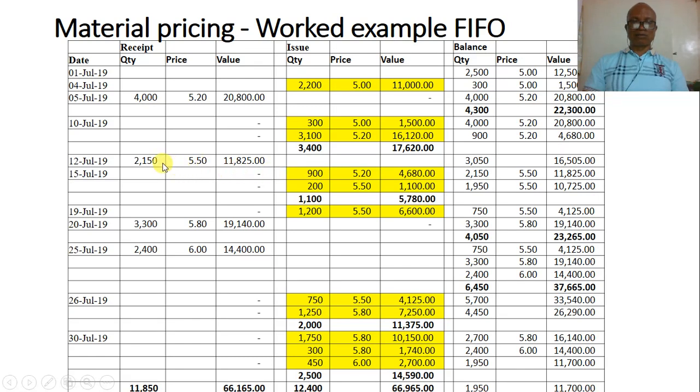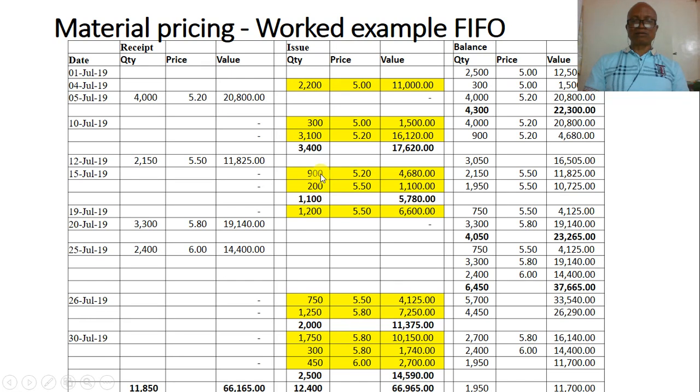So the next stock of items that came in was 2,150 units at 5 naira 50 kobo, and then this is the value. Add it to the outstanding, and that will give you the total stock value as of that day. Now, on the 15th of July, 1,100 units of stock was taken out.